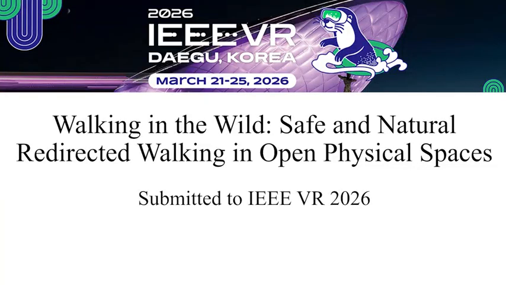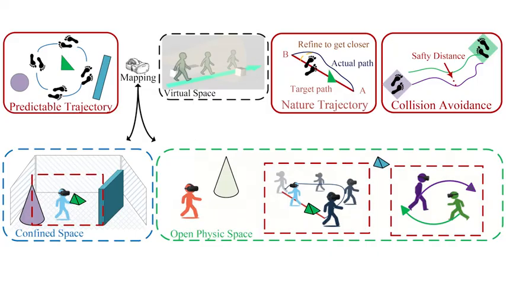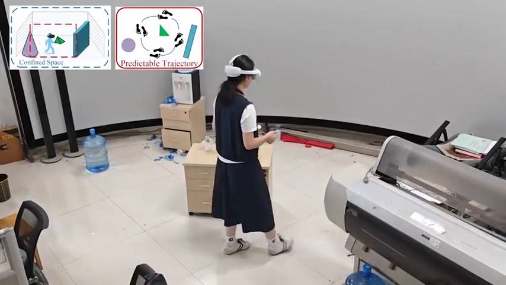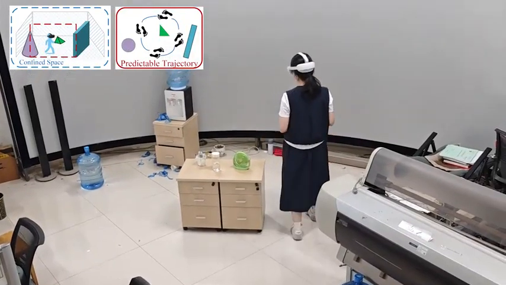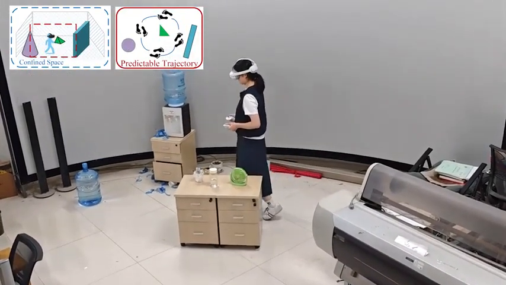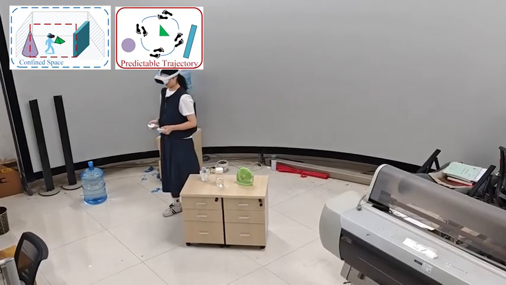Hello everyone, our paper is titled, Walking in the Wild, Safe and Natural Redirected Walking in Open Physical Spaces. We focus on improving walking experiences in virtual reality. In traditional VR settings, users usually move within small, fixed spaces, where the boundaries and obstacles are well known. In these environments, user trajectories are also predictable, which makes it easier to redirect them smoothly while keeping them safe.